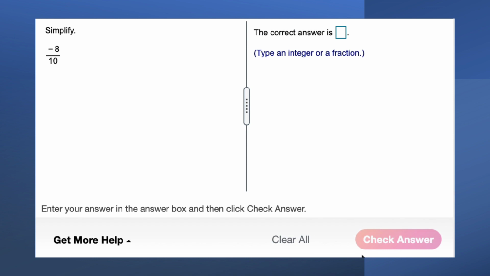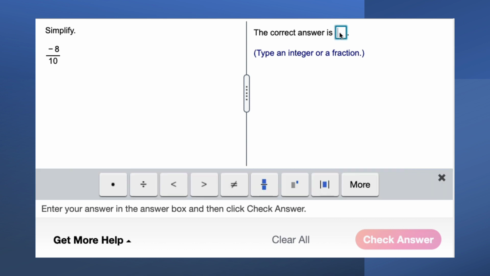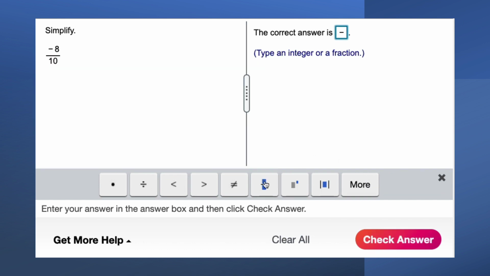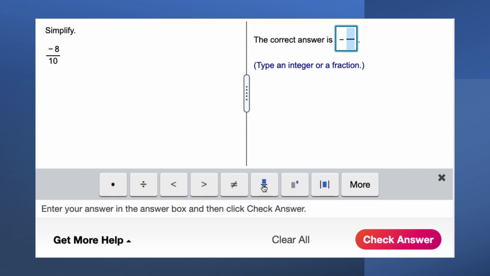To type in -4/5 in my math lab, we'll put our cursor in the answer box. You can select the negative sign or minus sign on your keyboard, or you can select it in the math toolbox by clicking More and then selecting the minus sign. Next, we need to select the fraction template. This will give us a space to write a number on top of the fraction bar and beneath the fraction bar. First, we're going to type in the 4 for our numerator. Next, we'll take our cursor and click beneath the fraction bar to move our cursor underneath that bar. And we'll type in a 5. Once we typed in our fraction, we can select Check Answer.